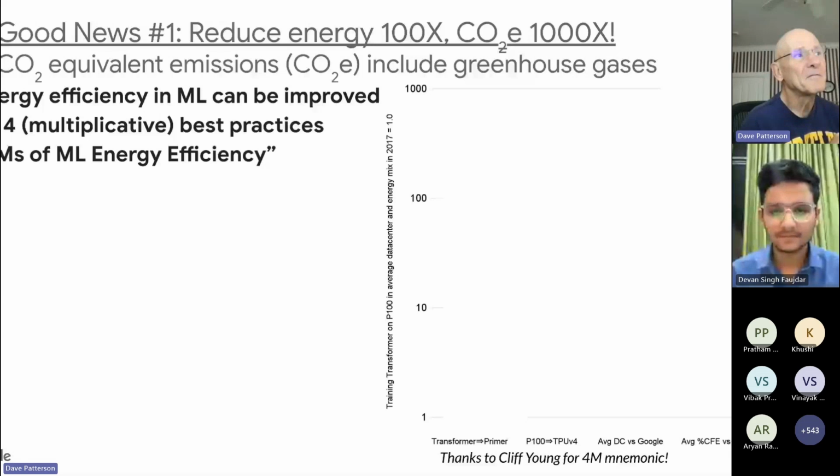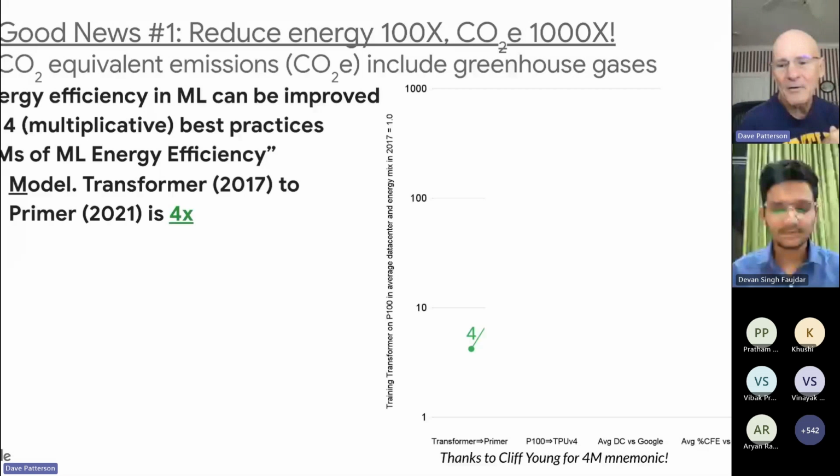So the first M is the actual model itself. So Google discovered or invented the transformer model, a very influential model. The T in GPT-3 is for transformer. And 4 years later, they had something that had the same quality, just as good, but was 4 times as fast. So you get this 4 times reduction in energy by having the best model.